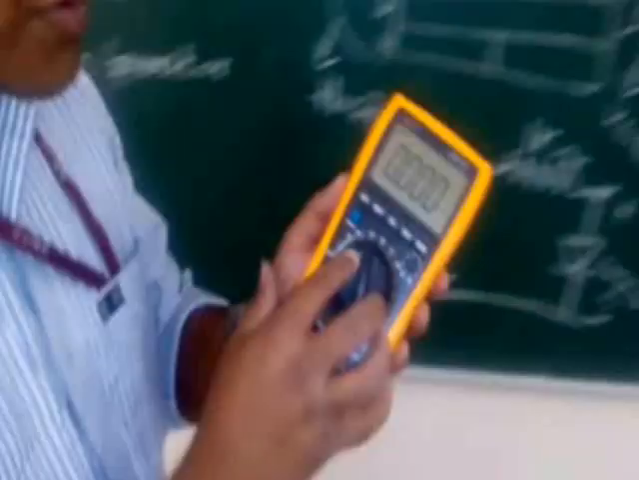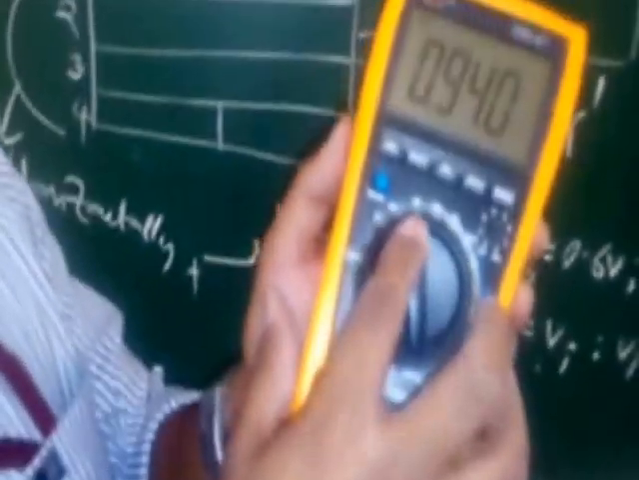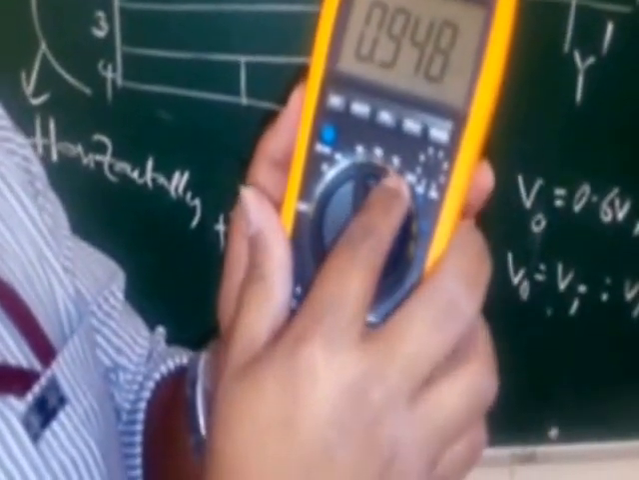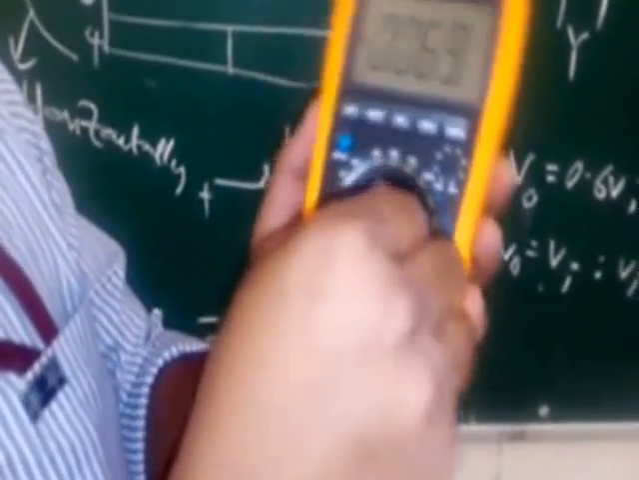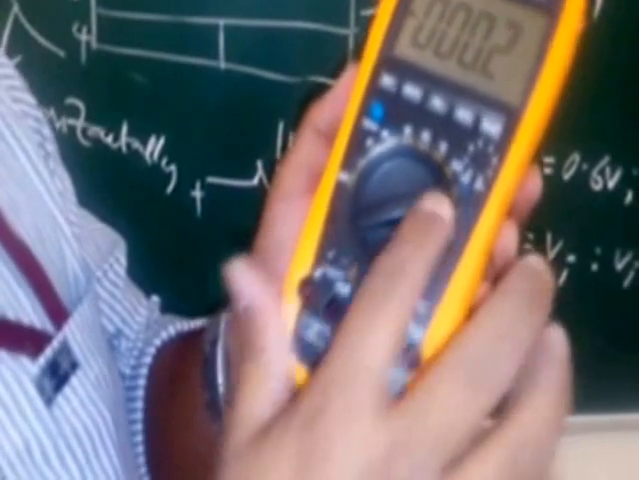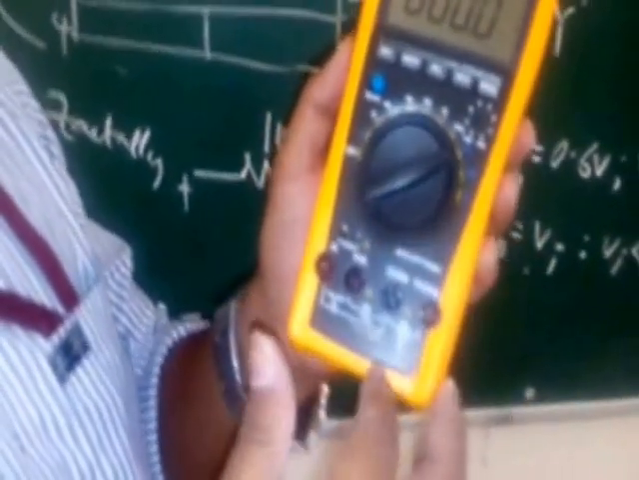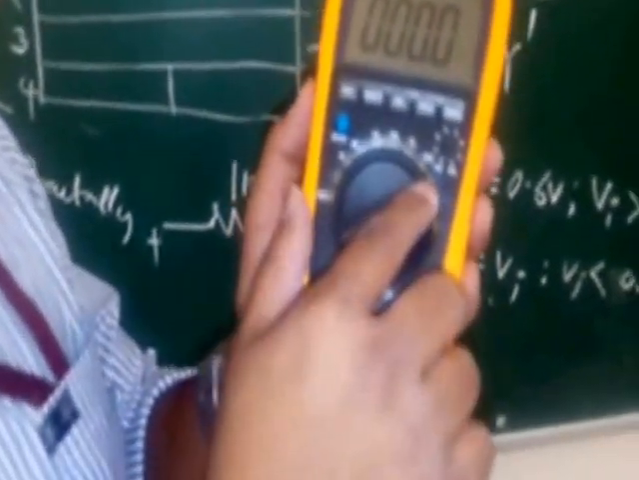Okay, now by using this we can identify capacitor value, frequency, and temperature. HFE means transistor beta value. Next, whenever you want to use this as an ammeter, in order to measure the current, the microamps range is there, the milliamps range is there, the amps range is there.